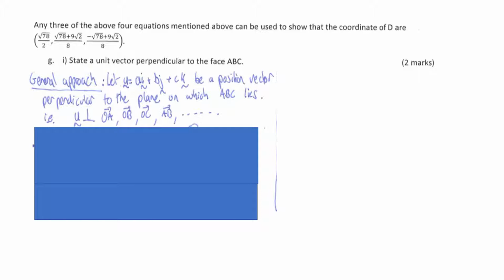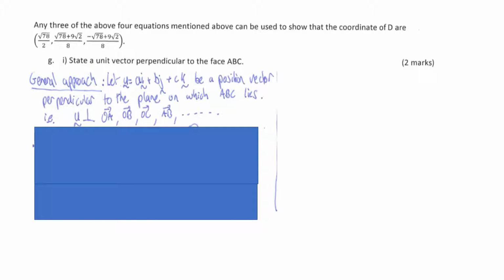What we need to do in part G(i) is state a unit vector perpendicular to the face ABC. So in other words, the face ABC, any vector along ABC, OA, OB, OC, AB, BC, BA, any such vector is going to be coplanar along that face. Okay. So what we're going to do is talk about some general position vector. Call it U, and I'm going to give it the labels ai plus bj plus ck, not xi plus yj plus zk, because that's already been taken in this question. So I'm using a's, b's, and c's.